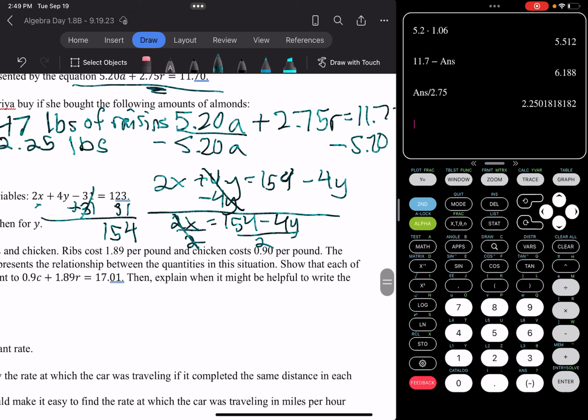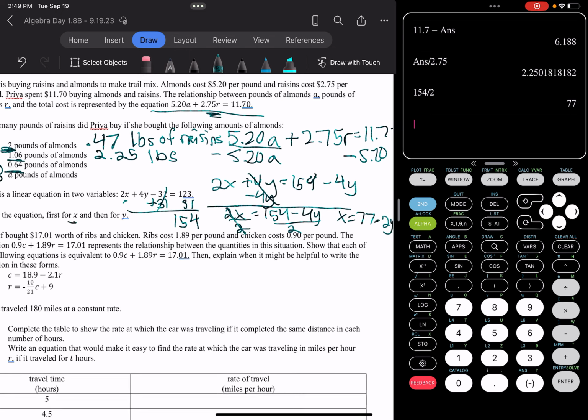And I can leave this as 154 minus 4y, or I can go ahead and simplify this and do x equals 154 divided by 2 gives me 77. And then negative 4y, or minus 4y, will be minus 2y if we divide by 2. So that's solving for x.